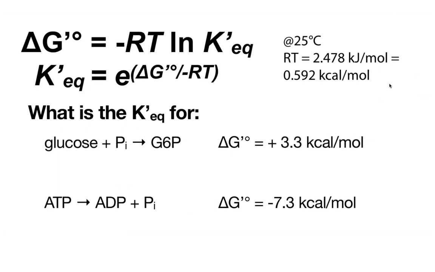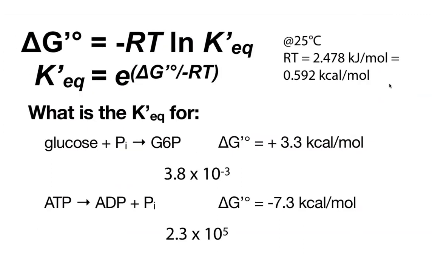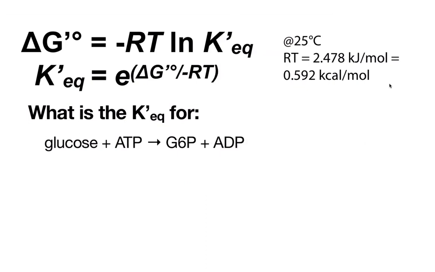Now, given that we know the delta G naught prime, if we plug those into the equation, what we get for this first reaction is about 3.8 times 10 to the minus 3. Makes sense, we're less than 1. We know that's an unfavorable reaction. But for the ATP to ADP plus Pi, here we get a positive 2.3 times 10 to the 5th. And remember, when we get a KEQ bigger than 1, that's telling us we have a favorable reaction, which we know. So what is the KEQ for our overall reaction?